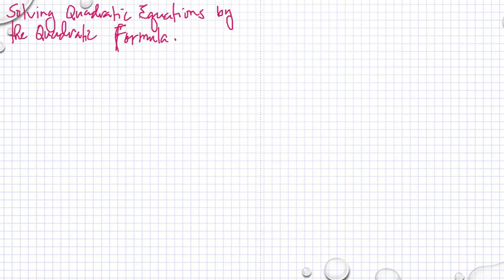Welcome back once again. As I promised, I will be discussing solving quadratic equations by the quadratic formula, and the first part of that is to derive the quadratic formula first. Deriving the quadratic formula is the same as completing the squares. Okay, so I will do the completing the squares.